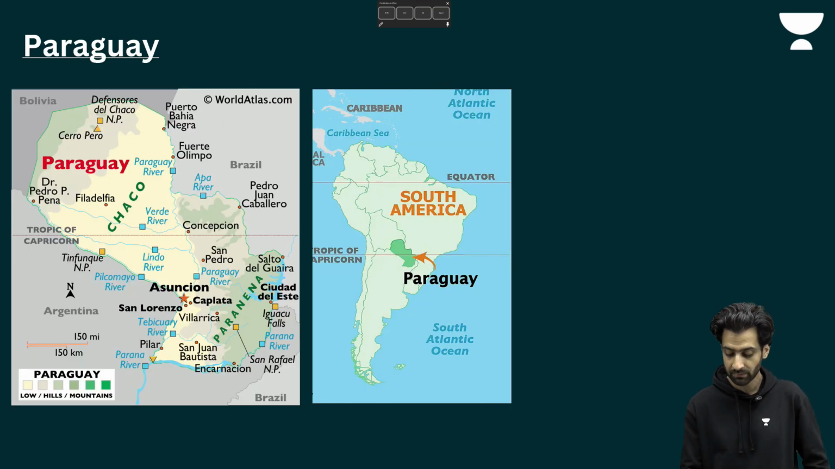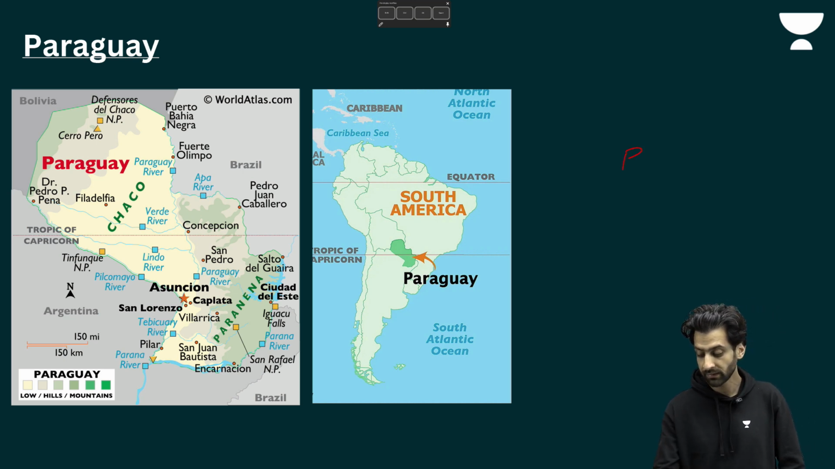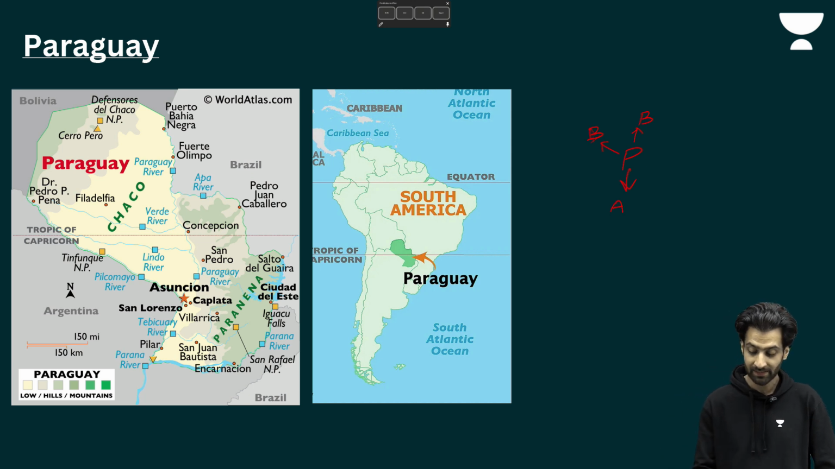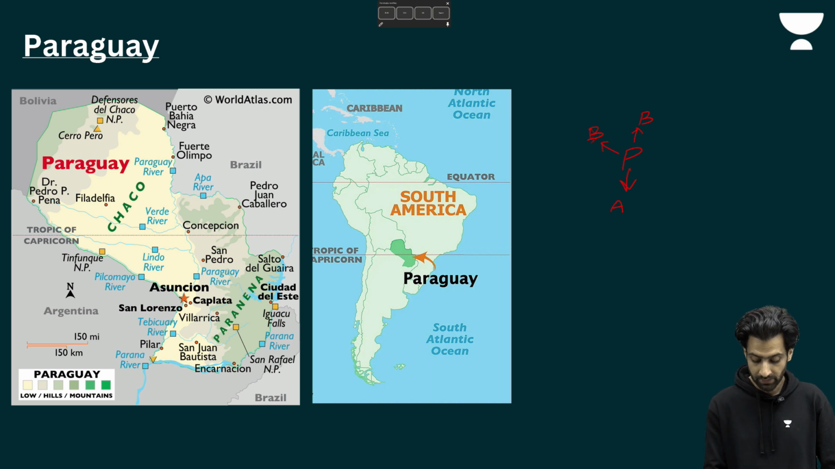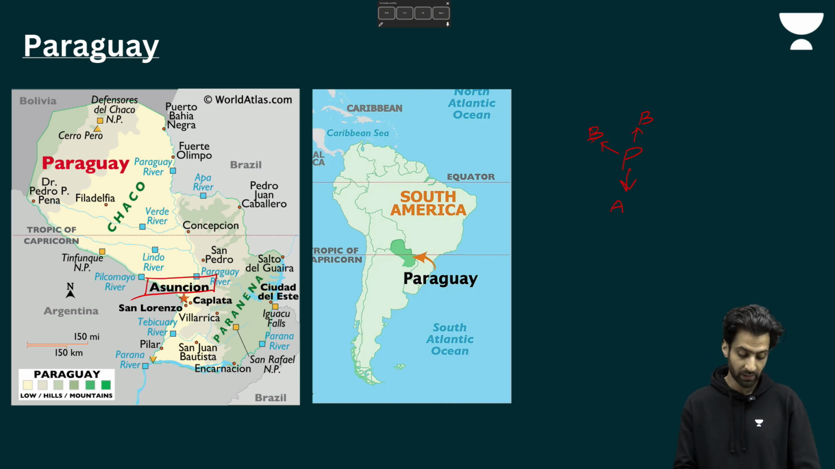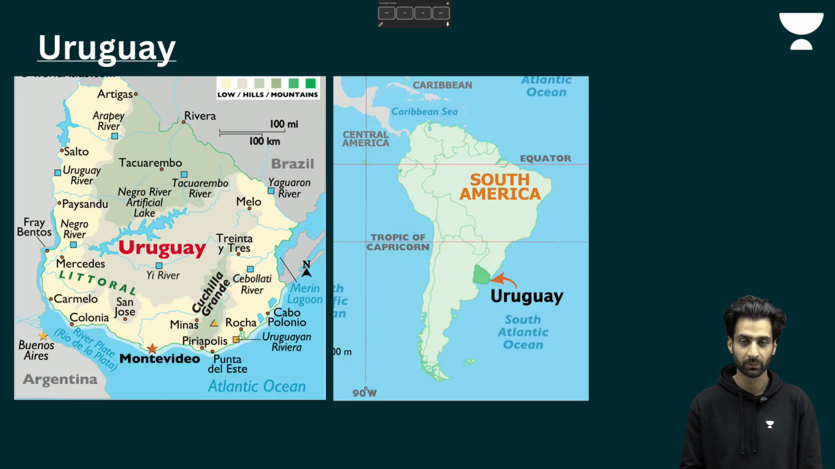Coming to the next country, that is Paraguay. Paraguay is again a landlocked country. If you look at this, this is Paraguay. It is bound by Brazil on one side, Bolivia on one side, and Argentina on the other side. This is a landlocked country. I just told you what a landlocked country is, one that doesn't have access to seas and oceans. The capital is Asuncion. This is all you need to know about Paraguay. You don't have to remember everything. The points I am mentioning are very important. If there is something that's more important, I will tell you.